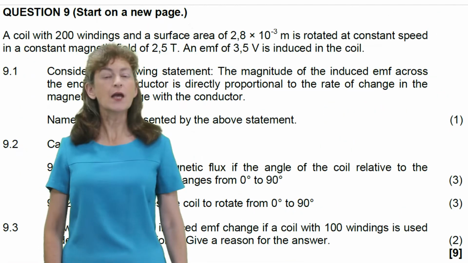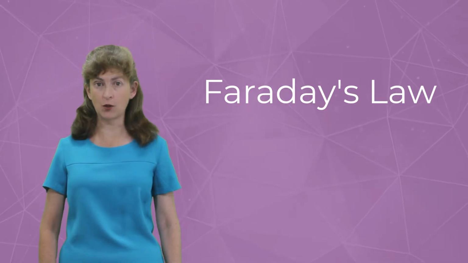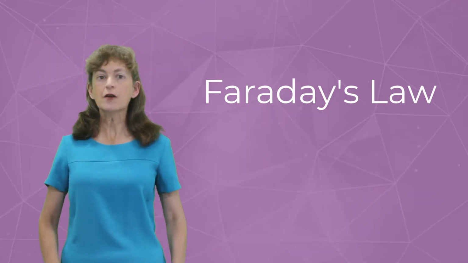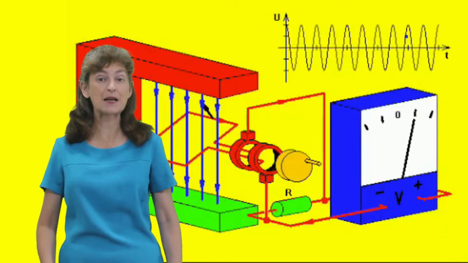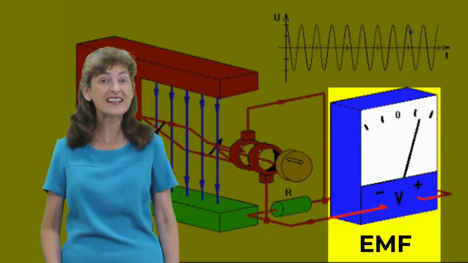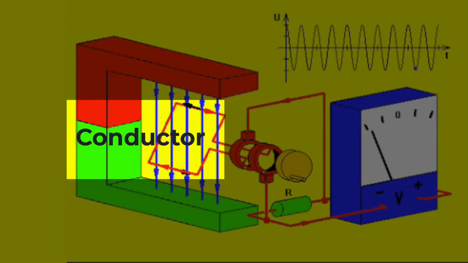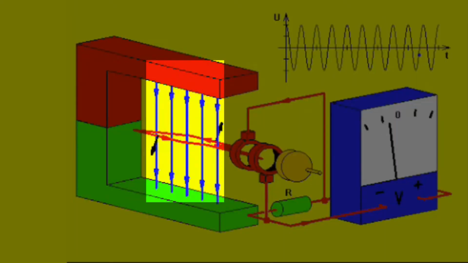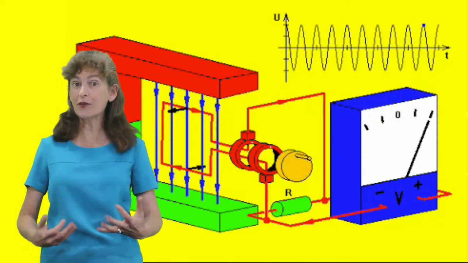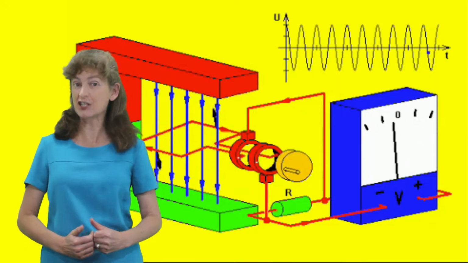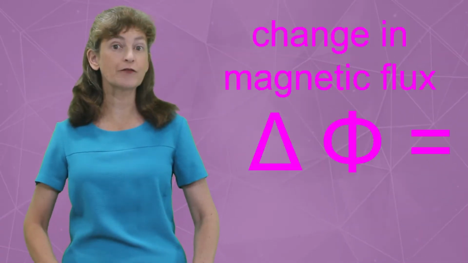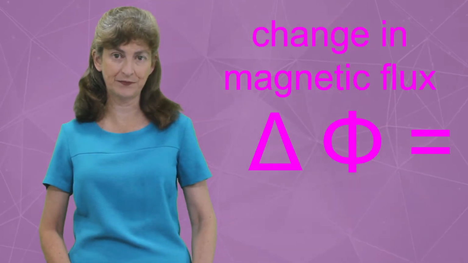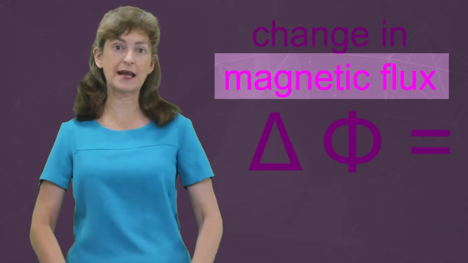As I said, this question is about Faraday's law. What is that? Faraday's law describes how various factors affect the magnitude of the EMF that is generated when a conductor cuts through magnetic field lines. In other words, experiences a change in magnetic flux. Before we get to the calculation itself, let's quickly speak about this concept of change in magnetic flux. First, what is magnetic flux?